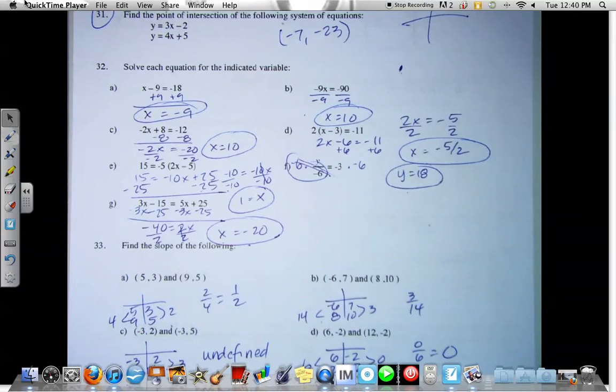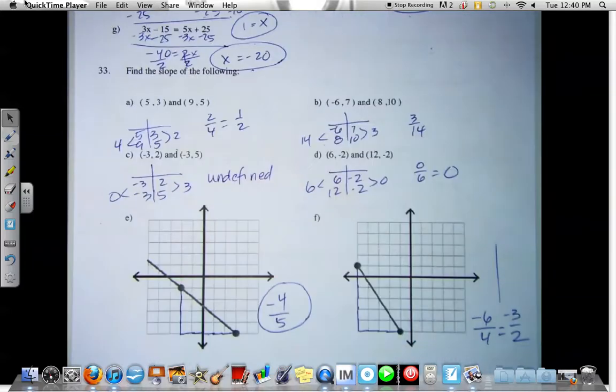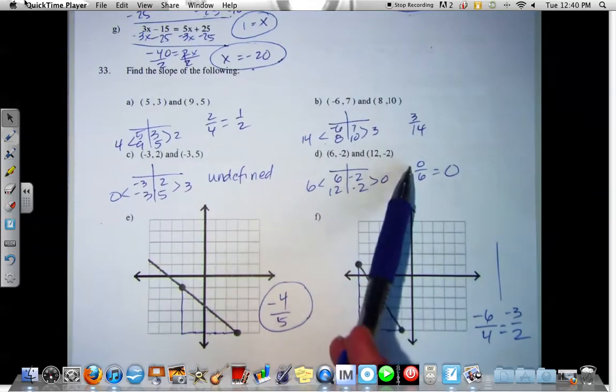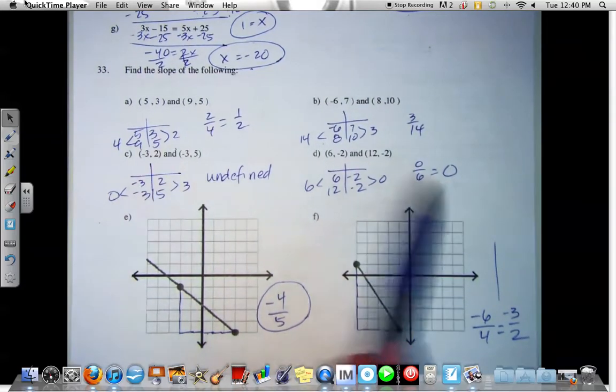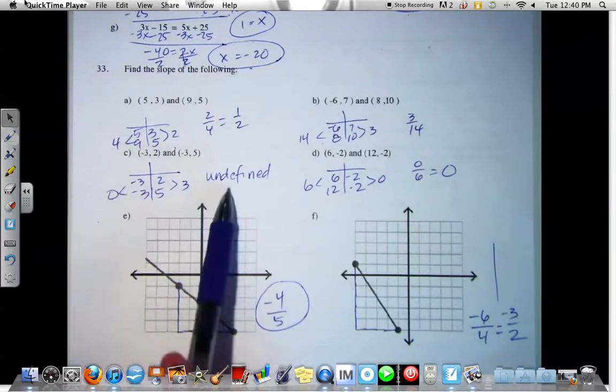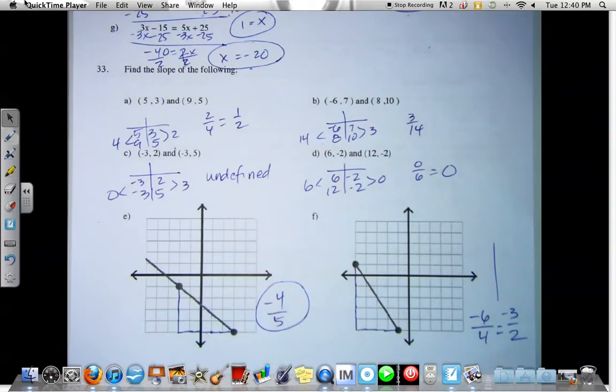All right, 33, the slope for A is 1/2. For B, it's 3/14. C, it's undefined. Remember, when you divide by 0, it's undefined. And D is 0. When you have 0 and you divide by a number, it gives you 0. But when you have some number divided by 0, it's undefined. E is -4/5. F, -3/2. Questions on any of those?